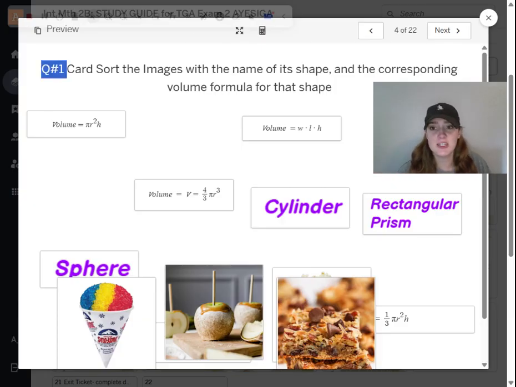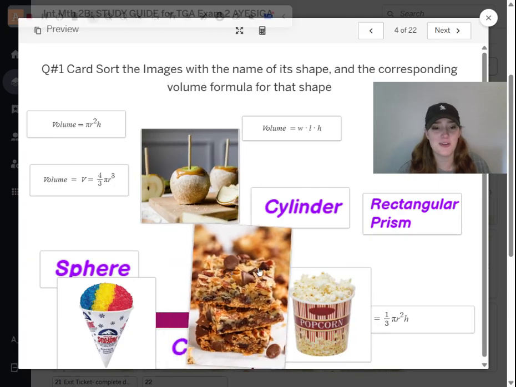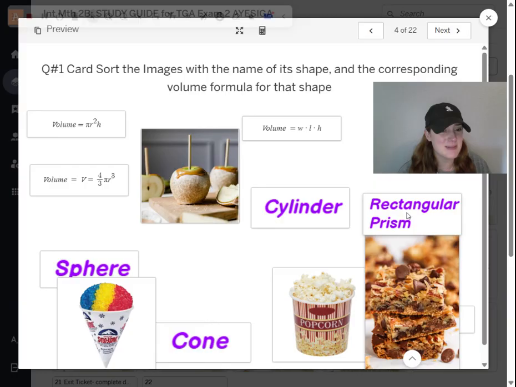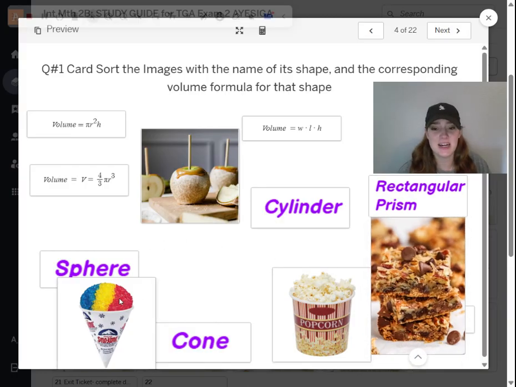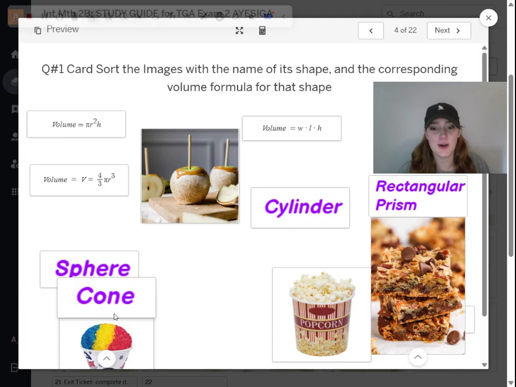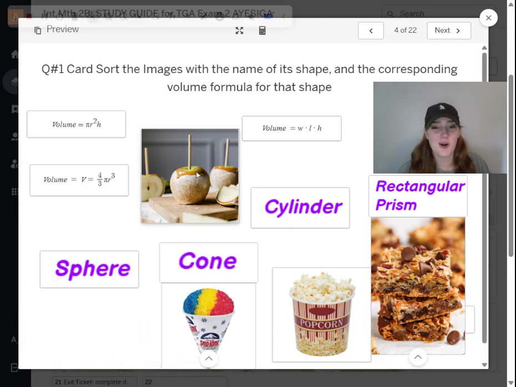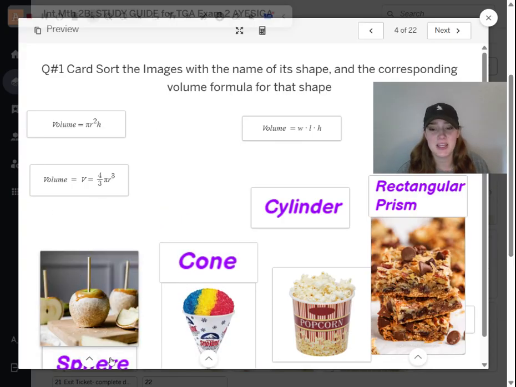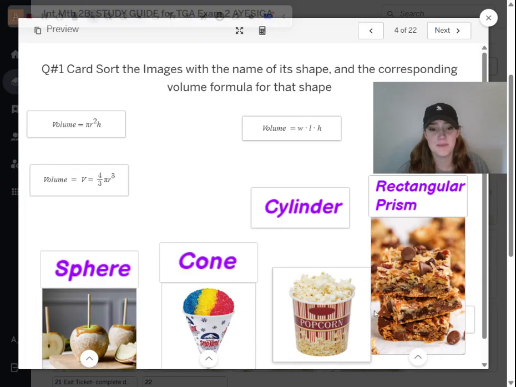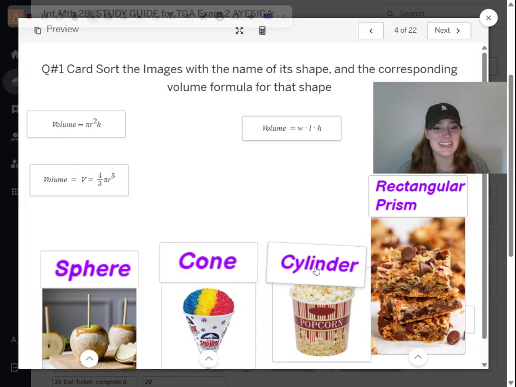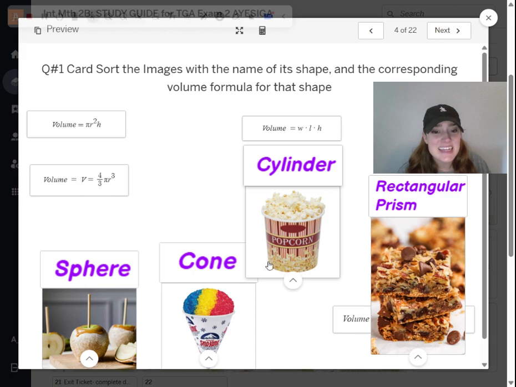All right, so your first question is going to look something like this. You'll have a card sort. I will point out, the pictures in this study guide are carnival themed, like treats. So I will help us out. This snow cone, right? That's a cone. This caramel apple is the closest thing I could find to a sphere. And the popcorn bucket is the closest thing I could find to a cylinder, even though it's not a perfect cylinder, right? A can would be a cylinder. Rectangular prism in this example is magic bars.